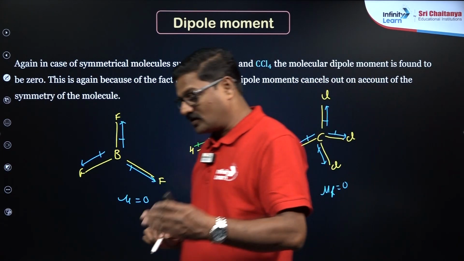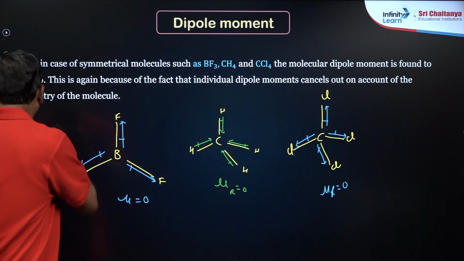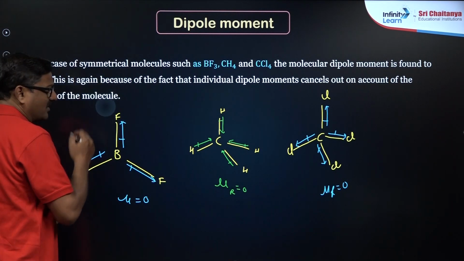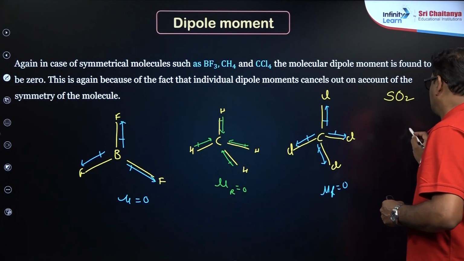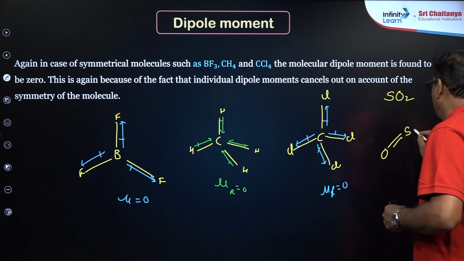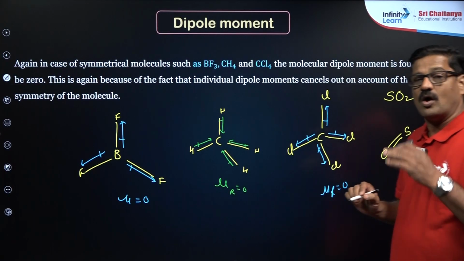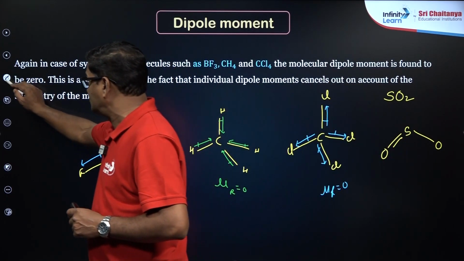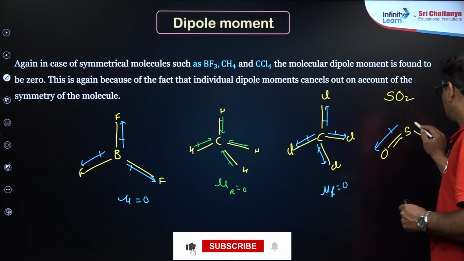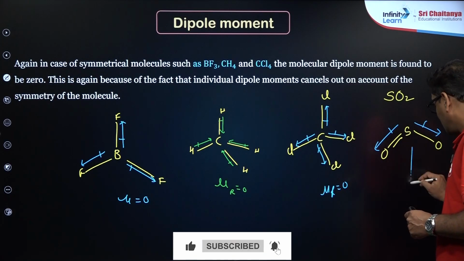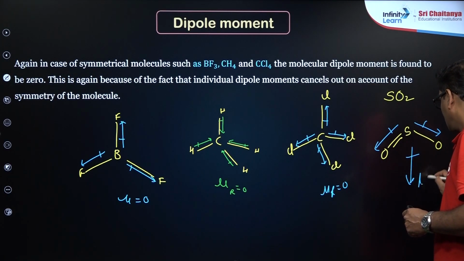Let us talk about the other structures like SnCl2 or SO2. You can take one more example. Sulfur dioxide, sulfur and double bond O and oxygen. So the oxygen is more electronegative than sulfur. As a result of this, the dipole moment comes in this way. So the resultant dipole moment is not equal to 0.